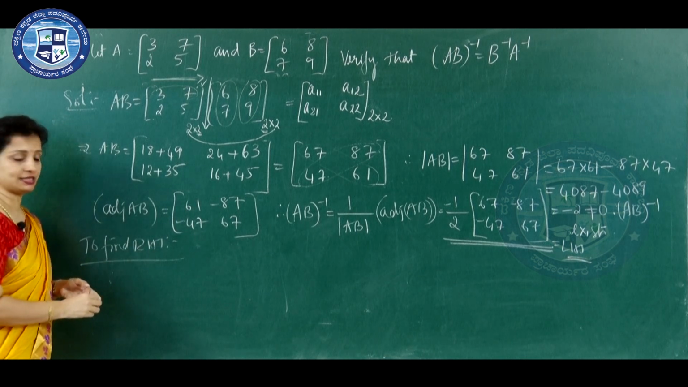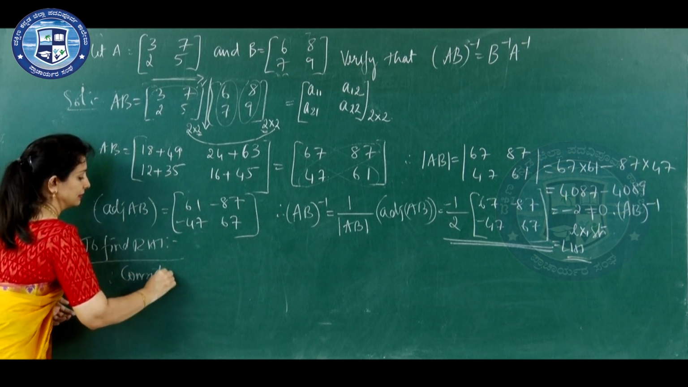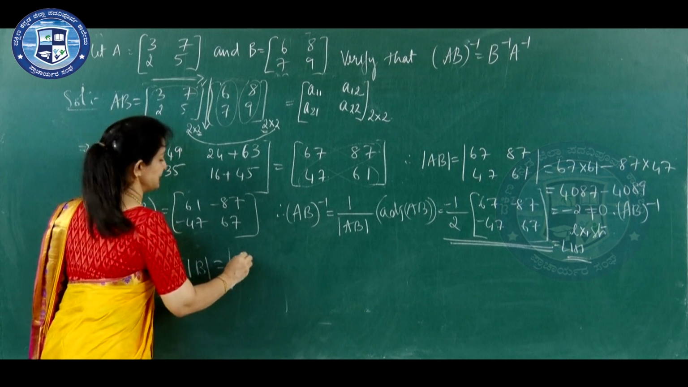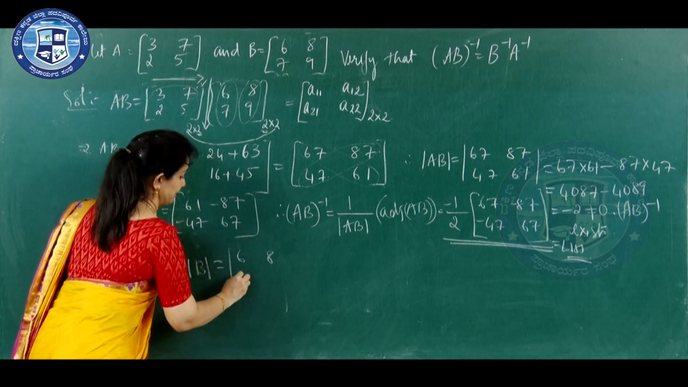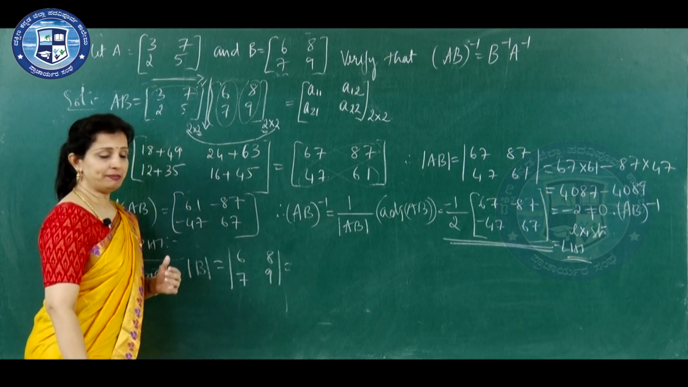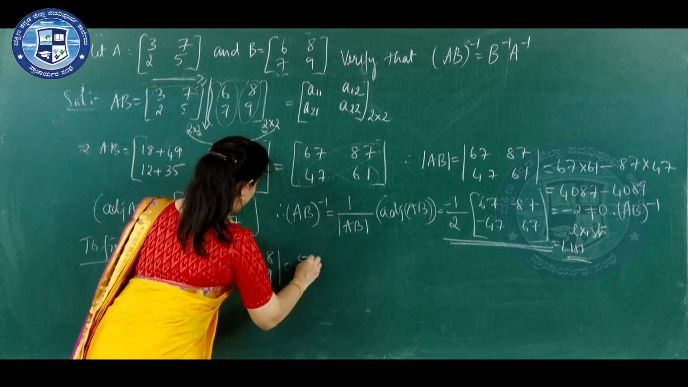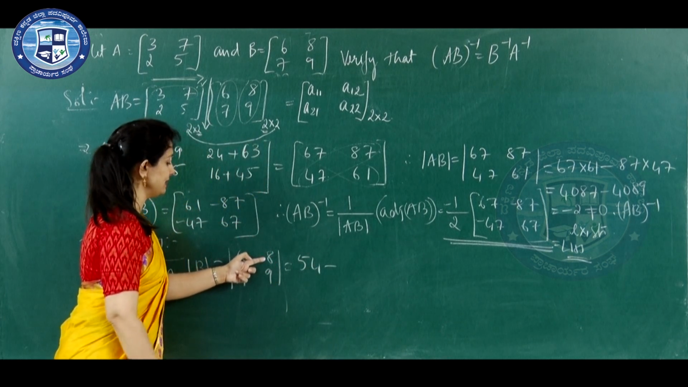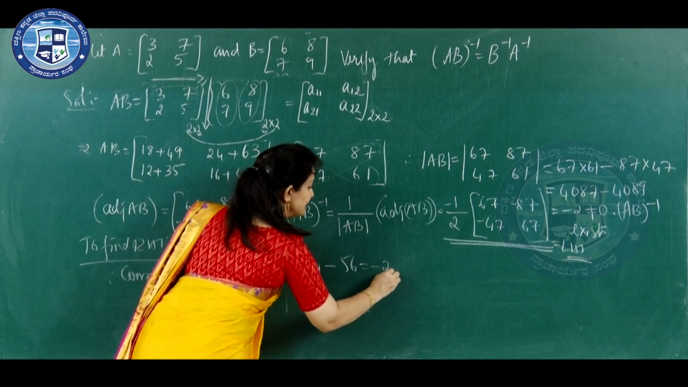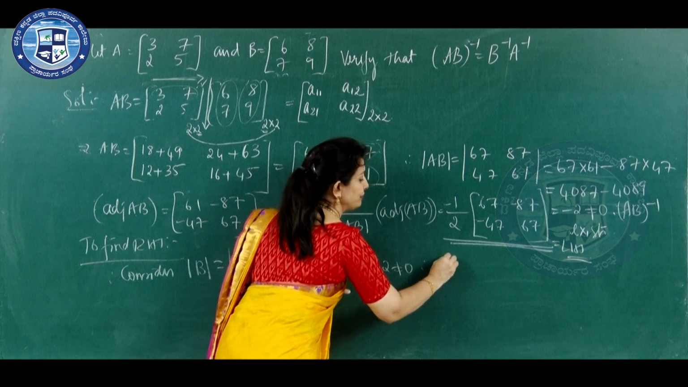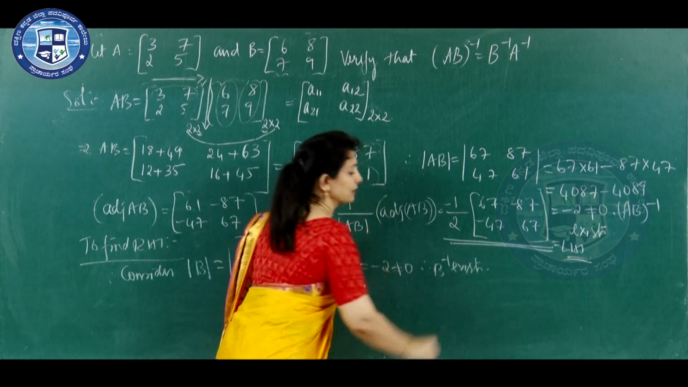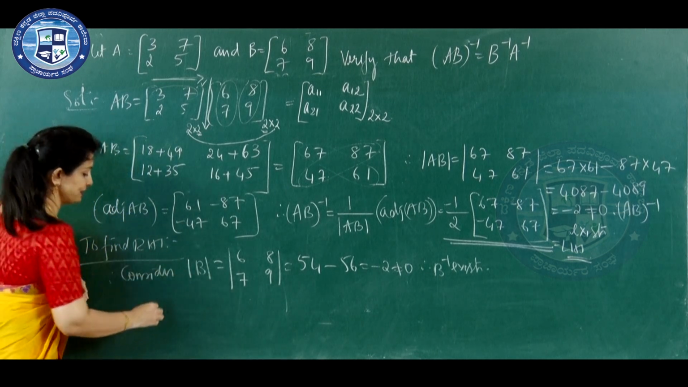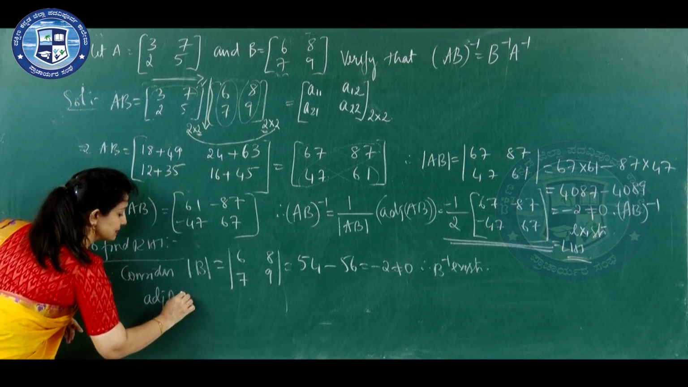First, to find B inverse, consider determinant B. What is determinant B? Matrix B is given. So, determinant B is the determinant of 6, 8, 7, 9. Cross multiply, what do we get? 6 into 9, 54, minus 7 into 8, 56, which is minus 2, which is not equal to 0, therefore, B inverse exists. Now, next step is to find adjoint B.